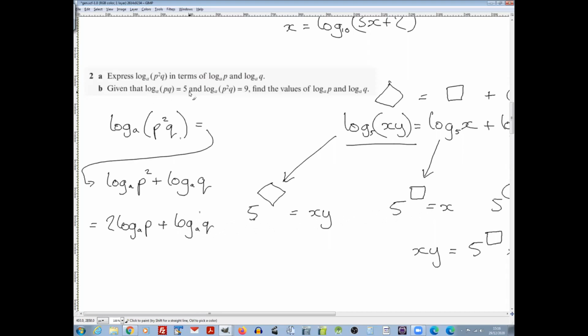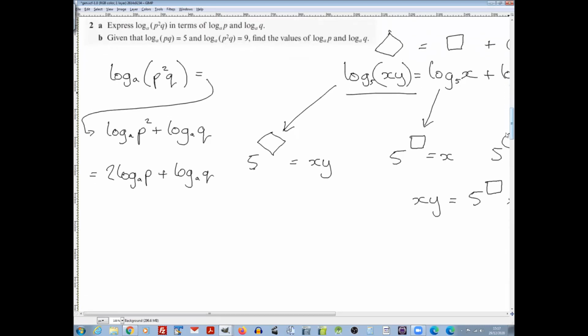Now, given that they've used 5, that's a complete coincidence, I hope that's not off-putting. So given that log base a of pq is equal to 5, and that which we've just expanded is equal to 9, can you see how to attack problem B? Find the values of log base a of p.